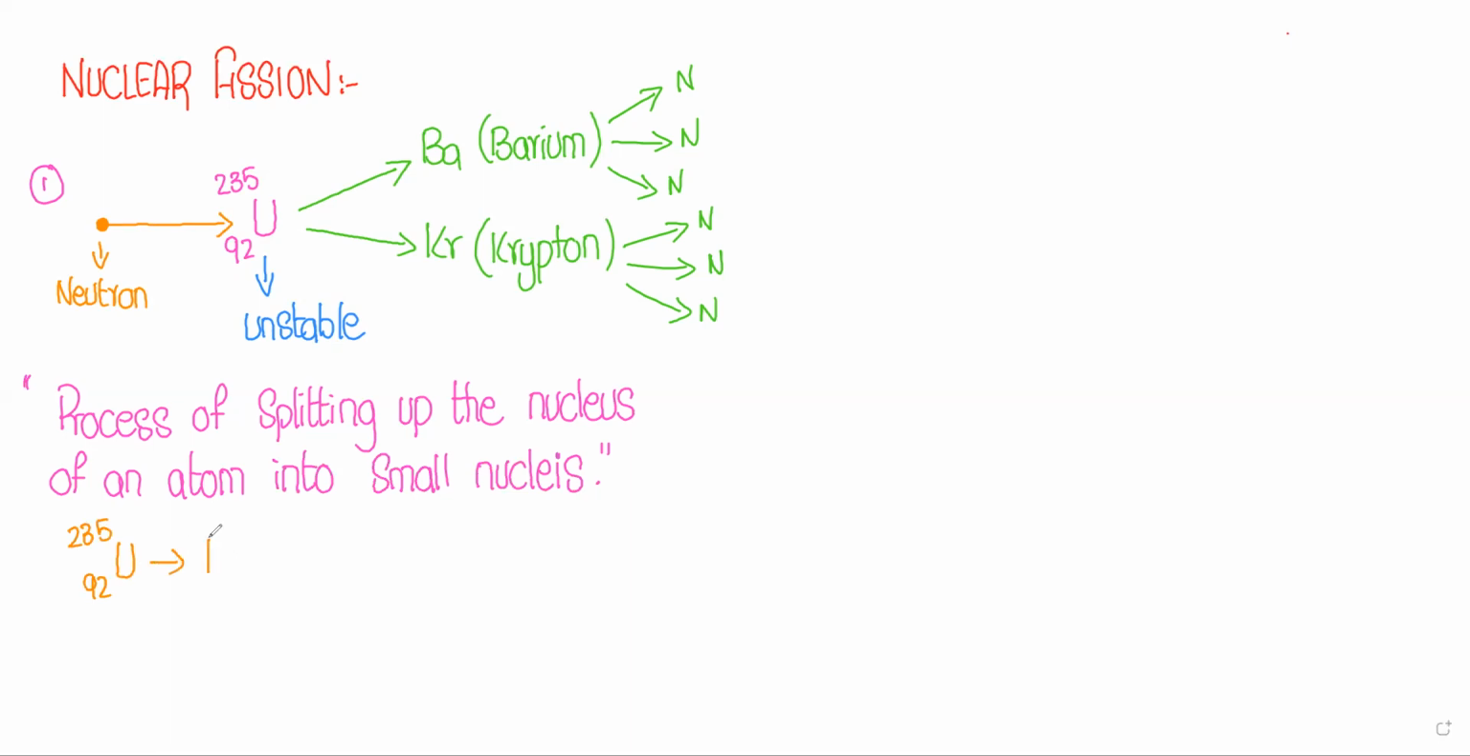this element is known as the parent nucleus, or we can say parent nuclei. And the other elements into which uranium will split, that is barium and krypton, these elements are known as daughter nuclei, right? So if they ask with reference to the term, parent nuclei means the element which we are going to break into small nuclei, and those small nuclei are known as the daughter nuclei, right?